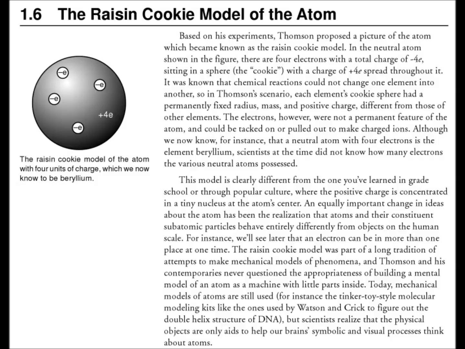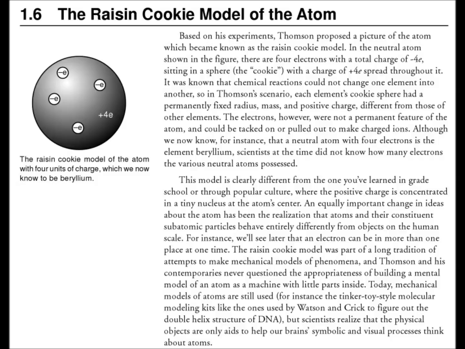It was known that chemical reactions could not change one element into another, so in Thomson's scenario, each element's cookie sphere had a permanently fixed radius, mass, and positive charge, different from those of other elements. The electrons, however, were not a permanent feature of the atom, and could be added on or pulled out to make charged atoms, ions.